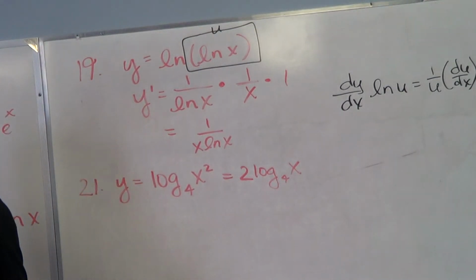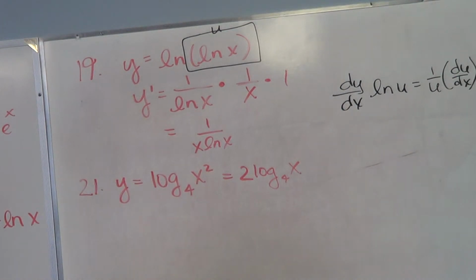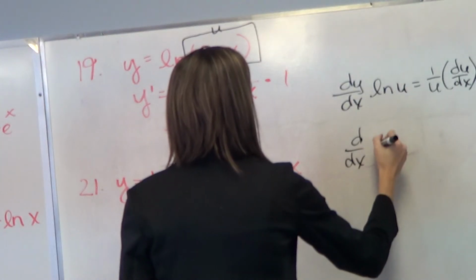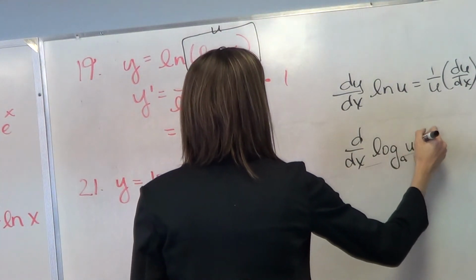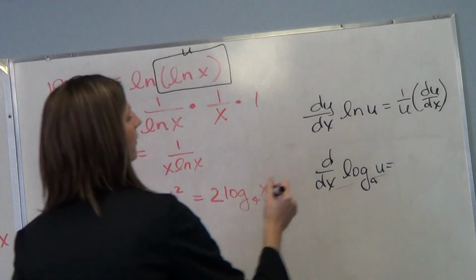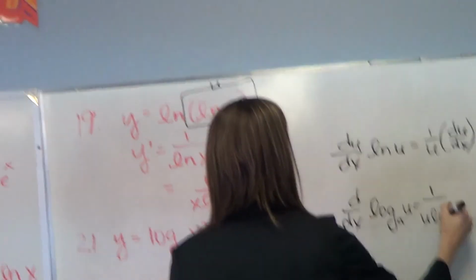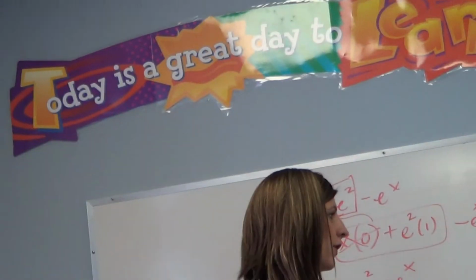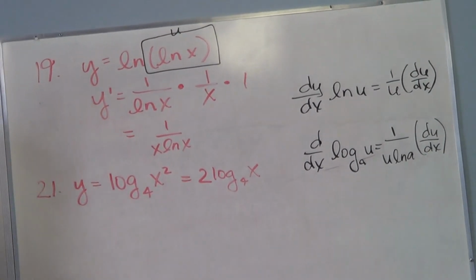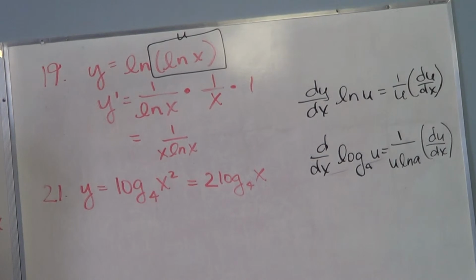Okay, and the rule for that one is d dx of log base a of u is 1 over u natural log of a times du dx. Okay, so 1 over, the 2 is just a constant multiple, so the whole thing will just be multiplied by 2 at the end, right?